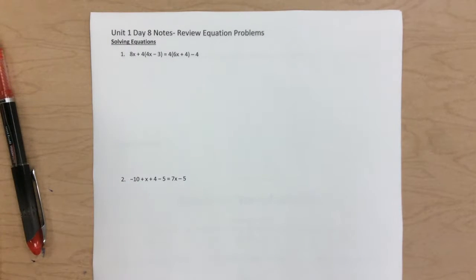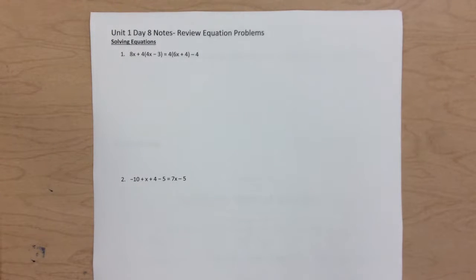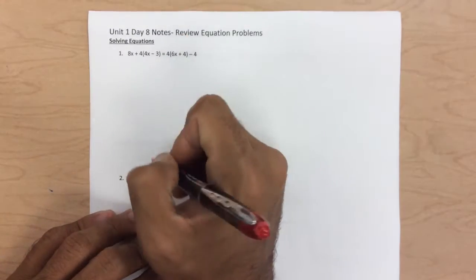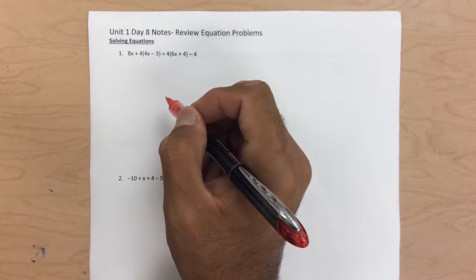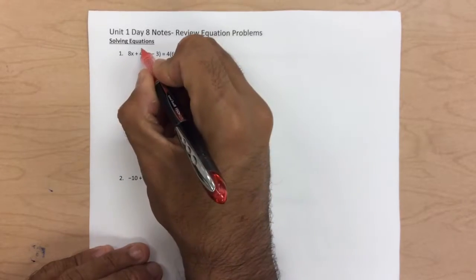So today we're going to go over Unit 1, Day 8 notes, which is basically reviewing equation problems. So let's go ahead and start off with number 1. Now, the first thing you want to do is get rid of your parentheses. And of course, we have two sets of parentheses, so we're going to have to get rid of them both. So I'll start off with this one.